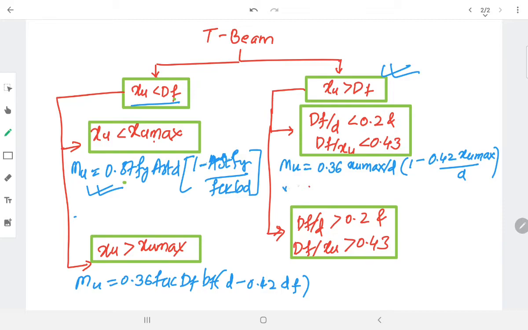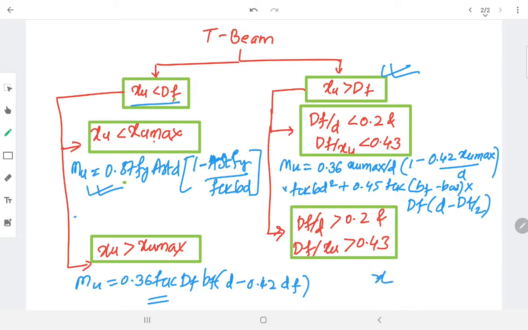into bracket, okay, I will be writing the equation in a continuous manner, fck bd square plus 0.45 fck into bracket bf minus bw into bracket df into bracket d minus df by 2. Okay, these are three equations in the IS 456. Only this one equation is not there. So I will be writing this equation on the next page.